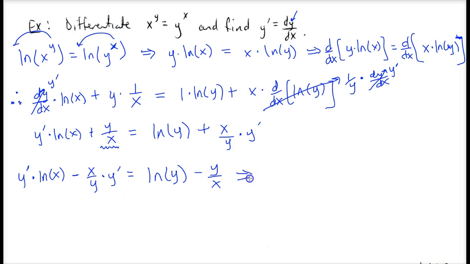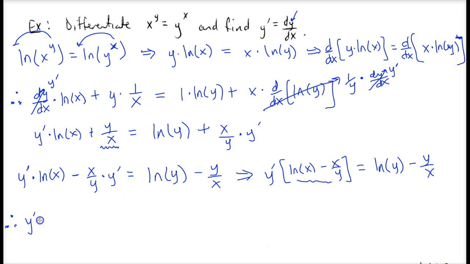So of course, from there, if I factor out a y prime out of both terms, I just have natural log of x minus x divided by y equals natural log of y minus y divided by x. And so now, if I divide both sides by this term here, then I'll have y prime, which is the same as dy over dx, is equal to natural log of y minus y divided by x over natural log of x minus x over y.